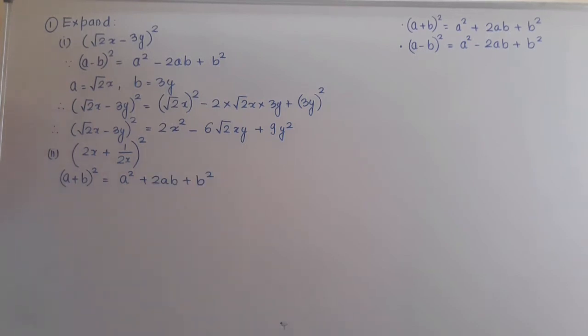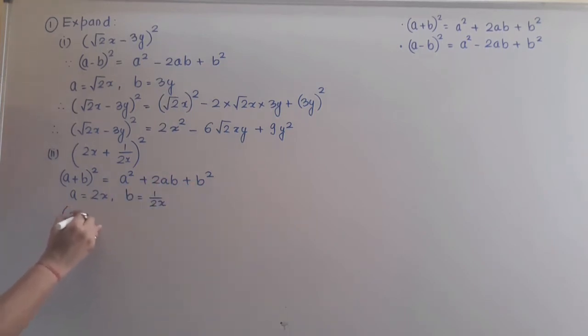Right? Now compare bracket to bracket, you compare. So value of a will be here 2x. Okay, so put up the value of a is equal to 2x. And what is the value of b here? Value of b will be here 1 upon 2x. Now put these two values in the whole formula.